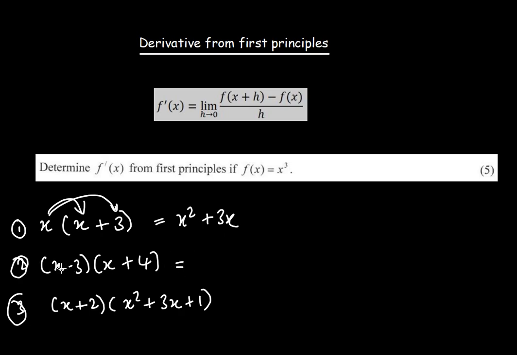And then what if we had something like this, whereby it's a binomial times a binomial, meaning two terms times two terms? We would say, what is x times x? We would say x squared. x times 4 would get 4x, and then negative 3 times x would be negative 3x, and then negative 3 times 4 would be negative 12, right? Because negative times positive is negative. Okay, so this is what we learned in lower grades.